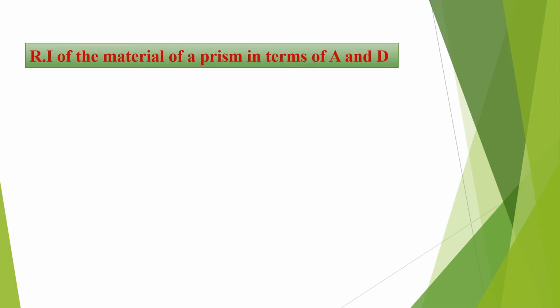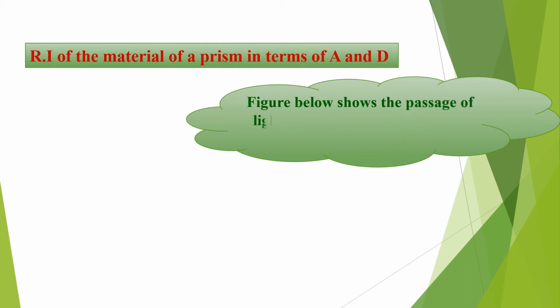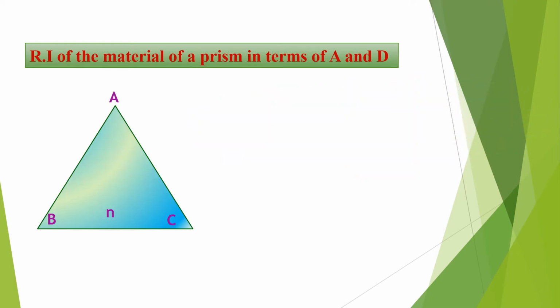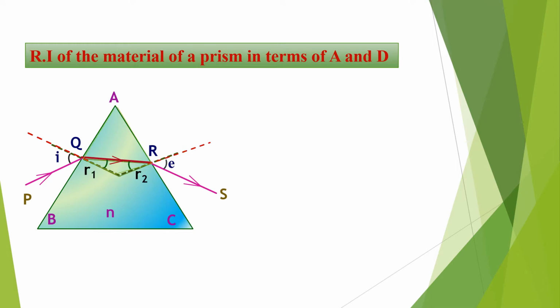So the refractive index of the material of the prism in terms of A, where A is the angle of prism and D is the minimum deviation by the prism. The figure below shows the passage of light through the triangular prism ABC having a refractive index N. ABC is a prism where N is the refractive index of the prism. So this is the incident ray; after refracting inside, QR is the refracted ray and RS is the emergent ray.